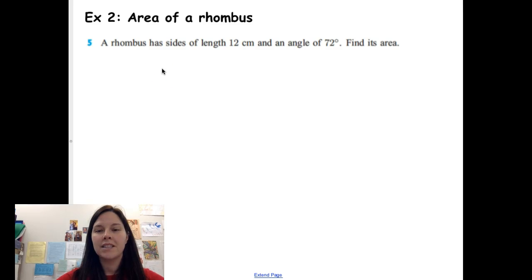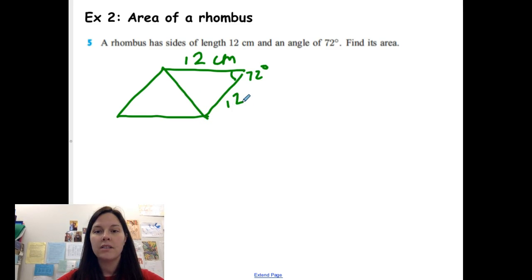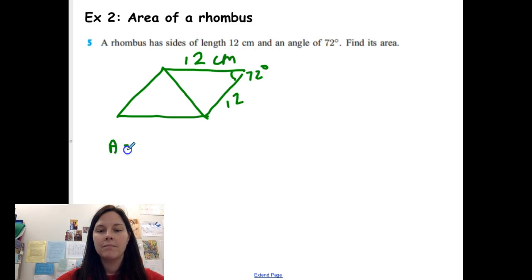All right, taking a look at this next example, we have a rhombus. Remember, a rhombus is a shape with 4 congruent sides. So each side has length 12 centimeters. And one of the angles is 72, so that would be the smaller angle. To find the area of the entire rhombus, we'll cut it into two triangles that are both 12 by 12 with a 72-degree included angle.